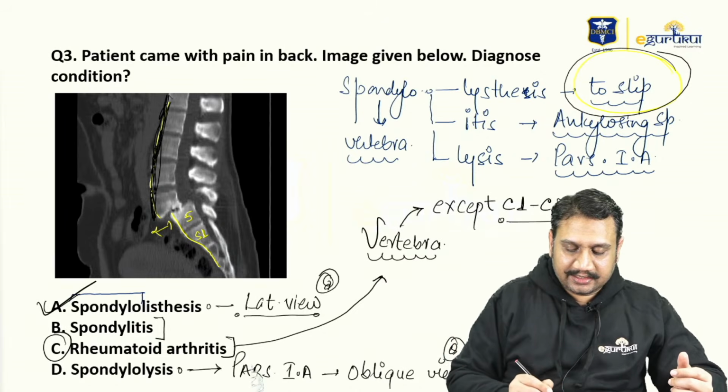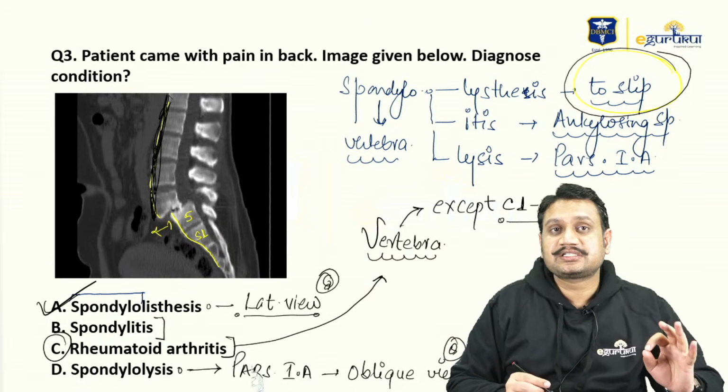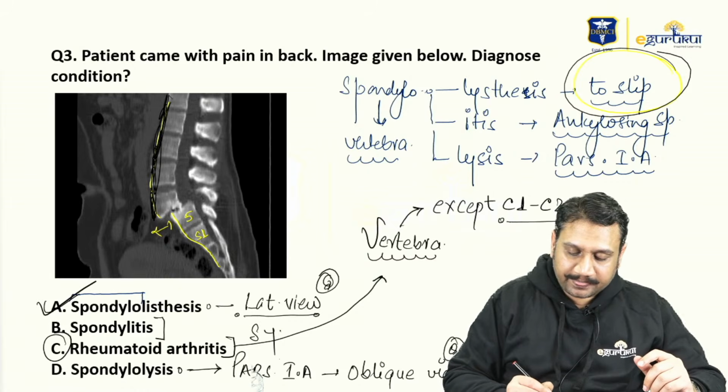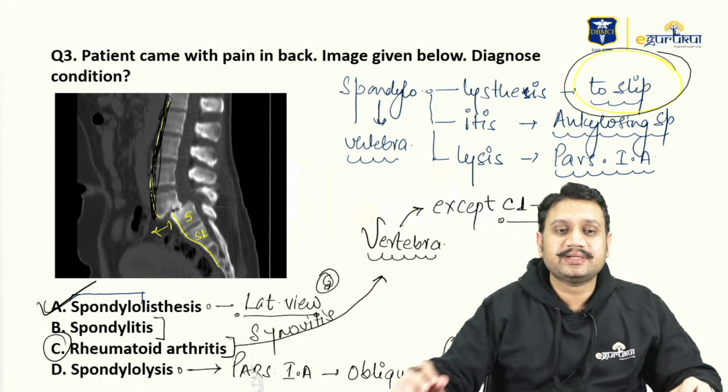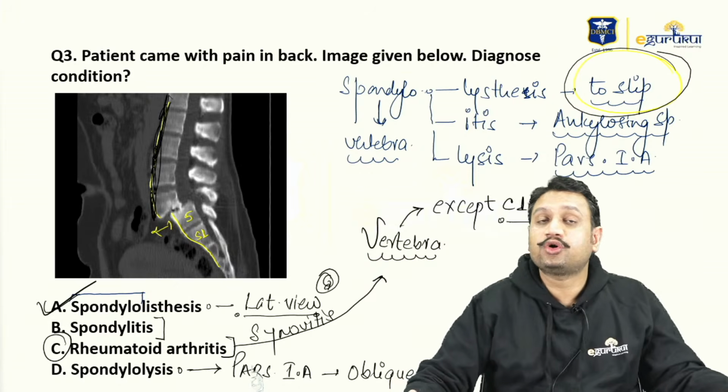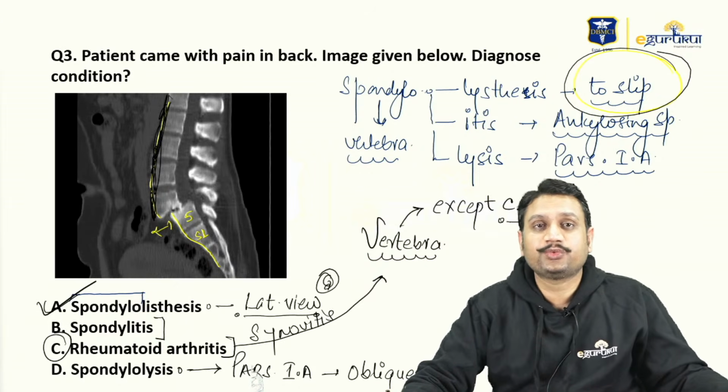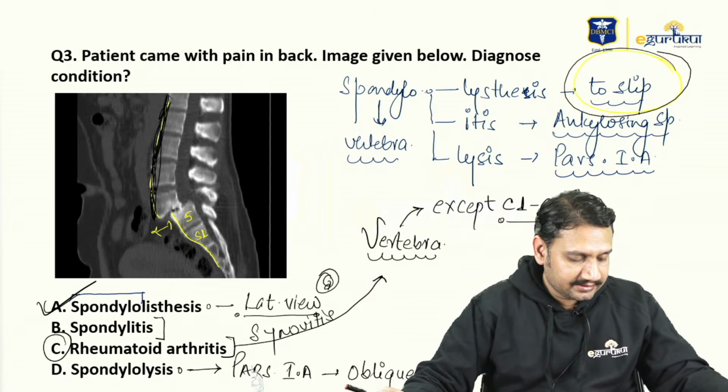Because in RA, the primary structure which is affected is what? It is synovitis, the synovium, right? So the synovium is getting affected in RA. In osteoarthritis, what you read is the cartilage which is getting destroyed, right? So that was the reason.